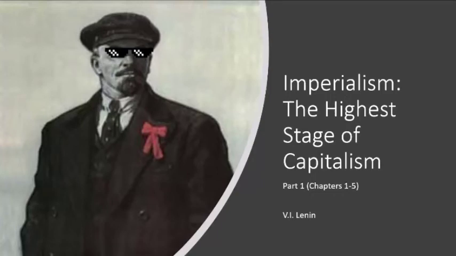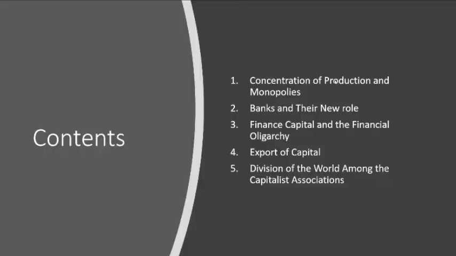So, this is the first 5 chapters, so we'll just call it part 1 of Imperialism, the Highest Stage of Capitalism, by our buddy Vladimir Lenin. The 5 chapters that we're going to be going over are concentration of production and monopolies, banks and their new role, finance capital and finance oligarchy, export of capital, and division of the world among the capitalist associations. And we'll be going over that in a little bit.